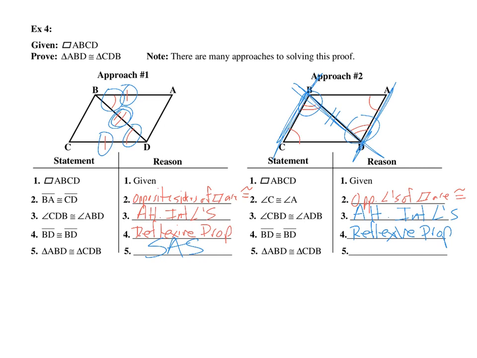Okay, so now I know the triangles are congruent by what shortcut? AAS. All right, that's all there is to it. If you have any questions, please make sure to ask. You have some new tools now regarding parallelograms. Begin the assignment.